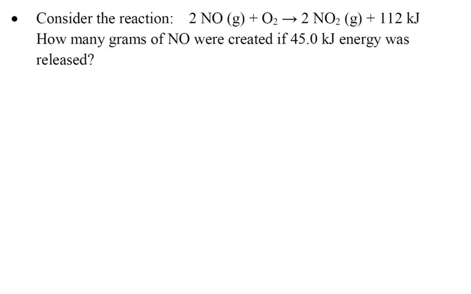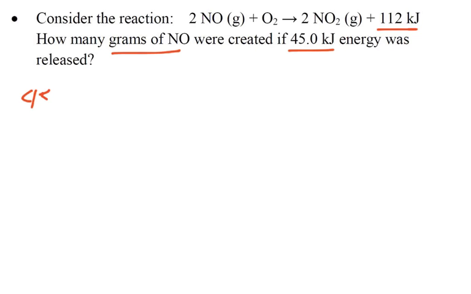Okay, last one here. This one we're given the energy in the equation. So that would sort of be our delta H. And we're going to use that as a conversion factor. So for every mole of reaction as written, it's going to release 112 kilojoules of energy. So I want to know how many grams of NO were created if 45 kilojoules of energy was released.